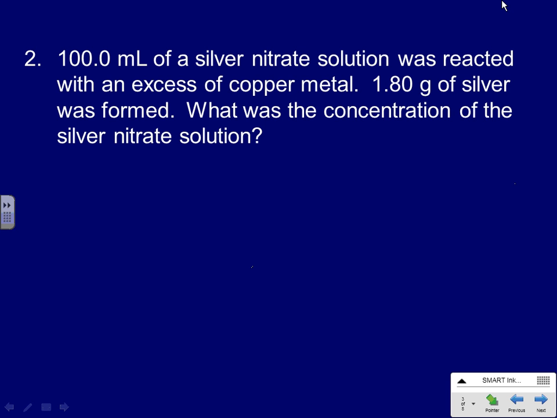100 milliliters of silver nitrate solution was reacted with excess copper metal. This is the same reaction, right? We've got silver nitrate and copper metal again. 1.8 grams of silver was formed. What was the concentration of the silver nitrate solution?